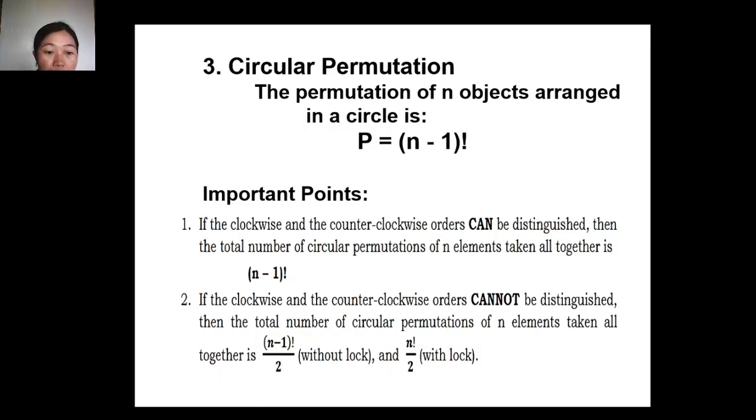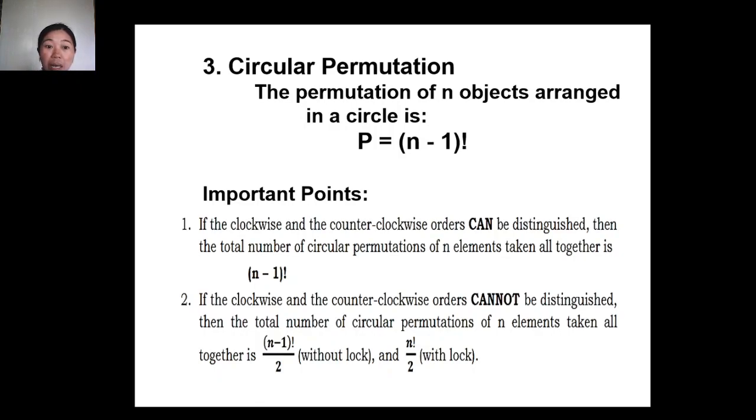But for number 2, if the clockwise and counterclockwise orders cannot be distinguished, then the total number of circular permutations of n elements taken altogether is the quantity of n minus 1 factorial all over 2. We will use that formula if it is without lock. But if it is with lock, the formula is just n factorial over 2.